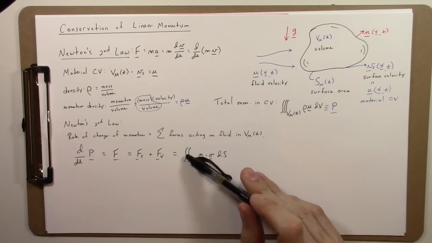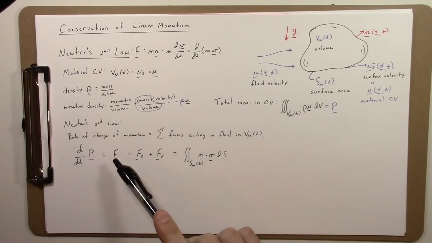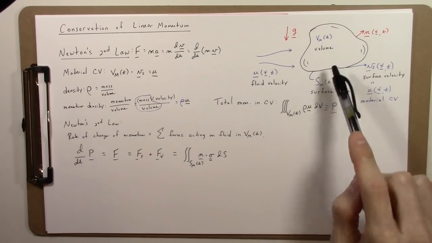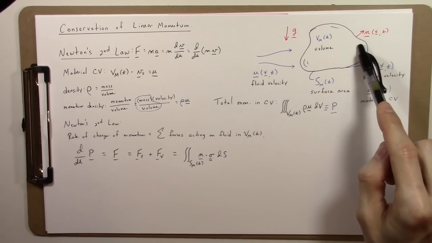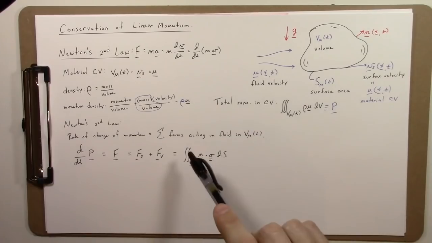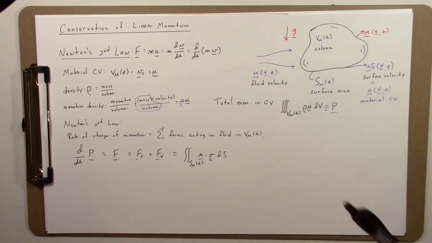And that's why we have a positive sign here. Rate of change in momentum is equal to the sum of the forces acting on the control volume. This is exerted by the fluid outside the control volume towards which n points, and therefore it's a force being exerted on the control volume, and therefore a positive sign.